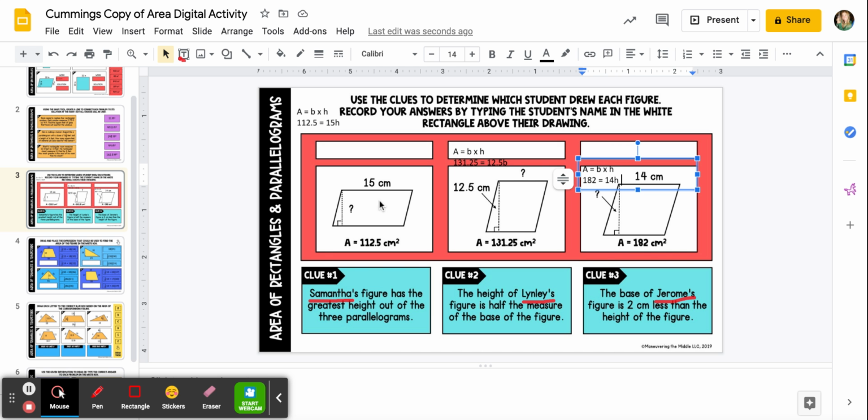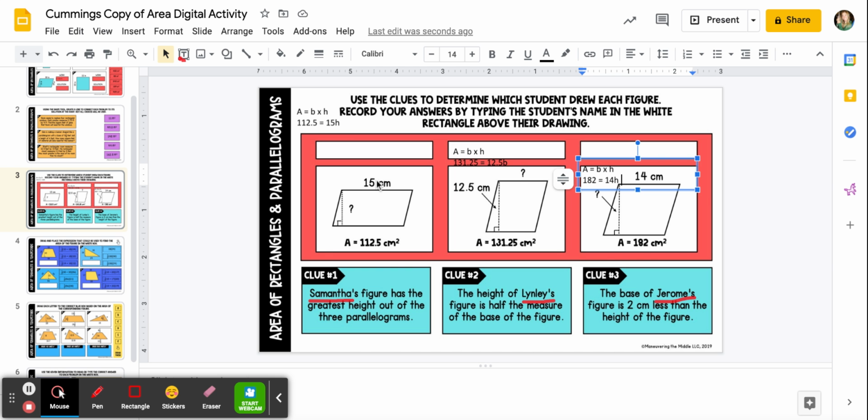Once you figure out the missing numbers for each of these figures, you can then look back at the clues and say, which one is Samantha's? Hers is the figure that has the greatest height out of all the three parallelograms. So is this height the greatest? Is 12.5 the greatest? Or is whatever you got for this the greatest? The second one is Lin Lee's. The height of Lin Lee's figure is half the measure of the base of the figure.